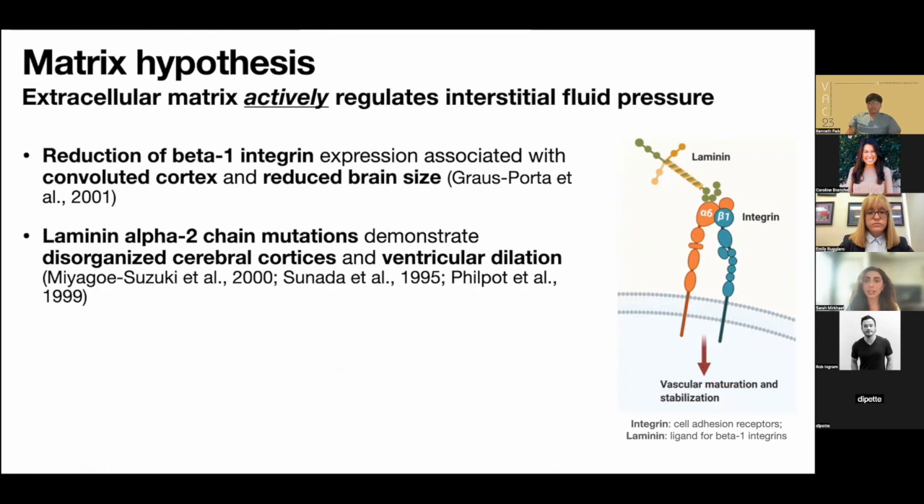Another thing to consider here is the role of the ligand for the beta-1 integrin, which is the laminin. Other studies have shown that if you mutate the laminin alpha-2 chain, that can lead to the development of hydrocephalus seen with ventricular dilation. So if you take these two things together, there seems to be a role that these beta-1 integrins and the laminins play in these adhesion processes within the extracellular matrix in regulating interstitial fluid pressures and in the development of hydrocephalus.